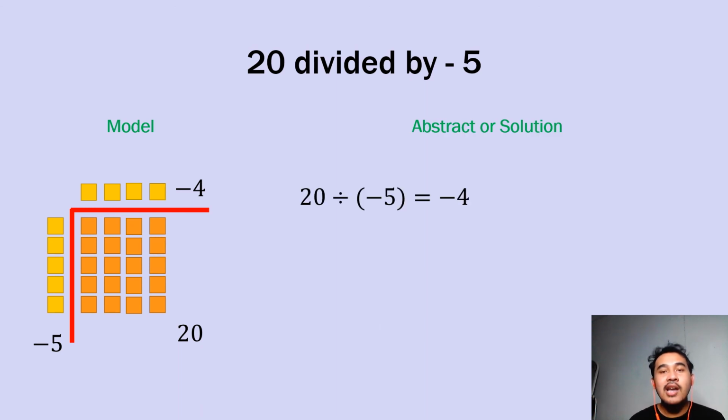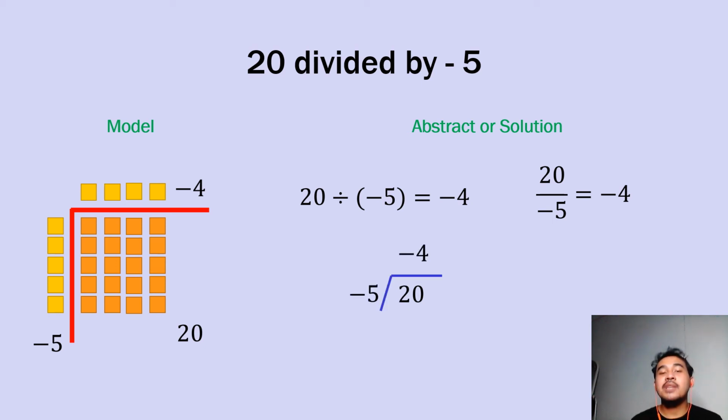Now, on the abstract solution, it's easy to say that 20 divided by negative 5 is equal to negative 4. Another way to read that, 20 over negative 5 is equal to negative 4. Now, in the long division, 20 divided by negative 5, you have negative 4. Multiplying, you need to deduct that, and the answer would be 0.